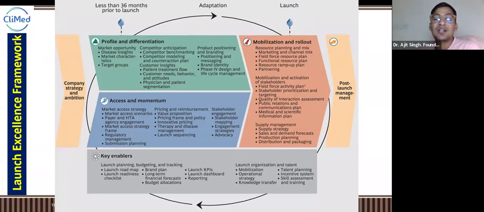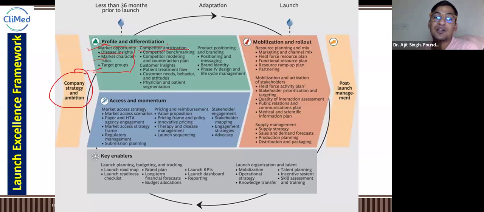They consult the marketers and the manufacturers, and they prepared this launch excellence framework for all the companies. If they follow it, they can really reduce failures, but still every launch excellence framework is different for every product. This is a common one, and it starts from company strategies and ambitions. The first thing is profile and differentiation. Differentiation talks about market opportunities. As I told you, first is market research: disease insights, market characteristics, target groups.